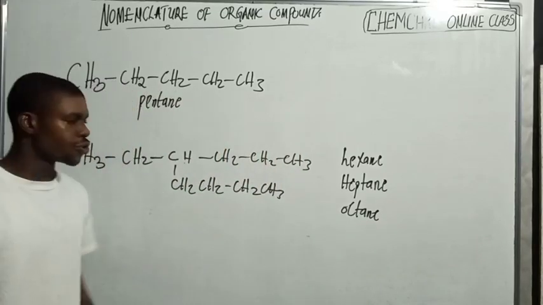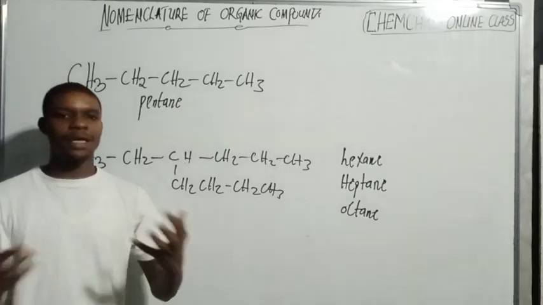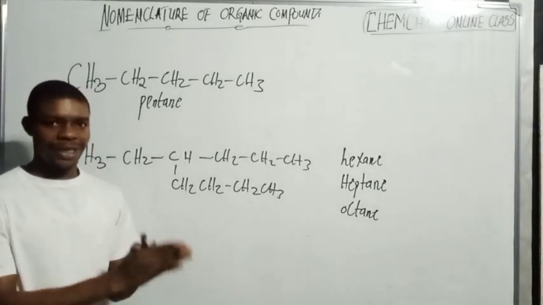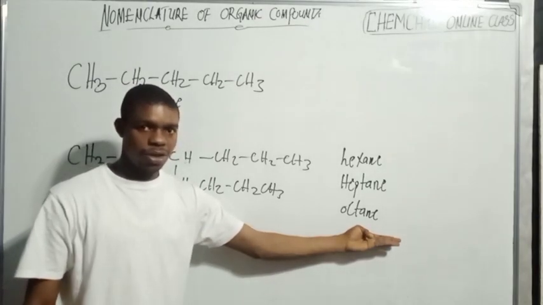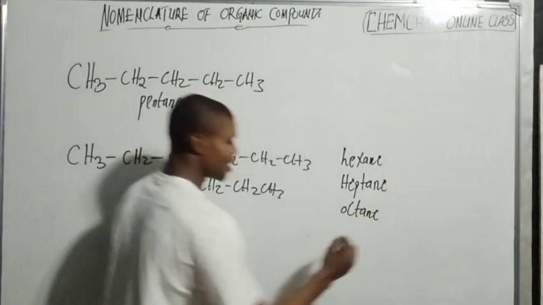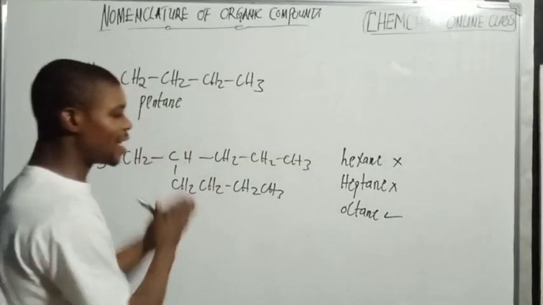Do you understand? So now the parent name is going to be the one that has the highest number of carbon atoms in the chain. So from here to here is 8, octane. This is the correct one. These two are the wrong ones. Do you understand? So that is the first step.